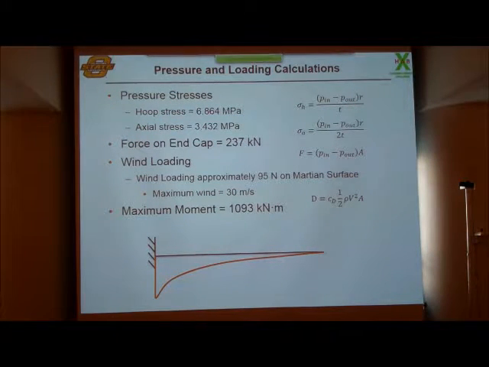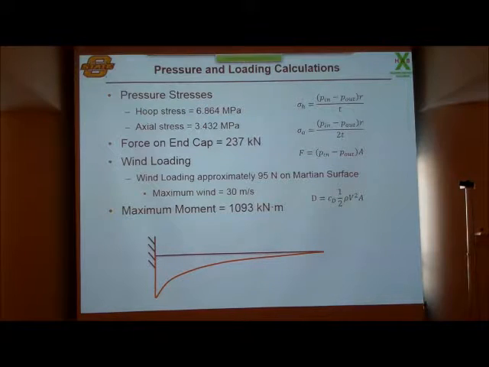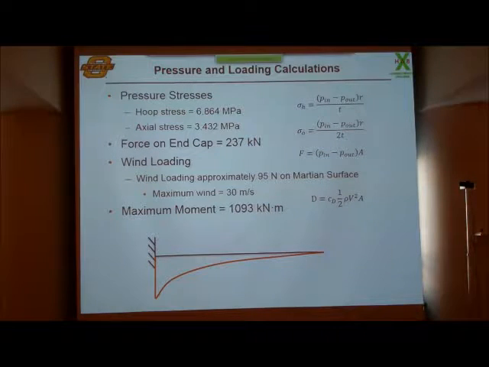So these are our pressure and loading calculations for our green wing. We wanted to make sure that our materials would be appropriate for the loading that it needs to take. So we calculated the different pressure stresses, the hoop stress and the axial stress, and the maximum of that was about 6.9 megapascals, which is definitely under our limit for Vectran. We also estimated the force on the end cap as about 240 kilonewtons. This was used to size the tension cables on the outside.